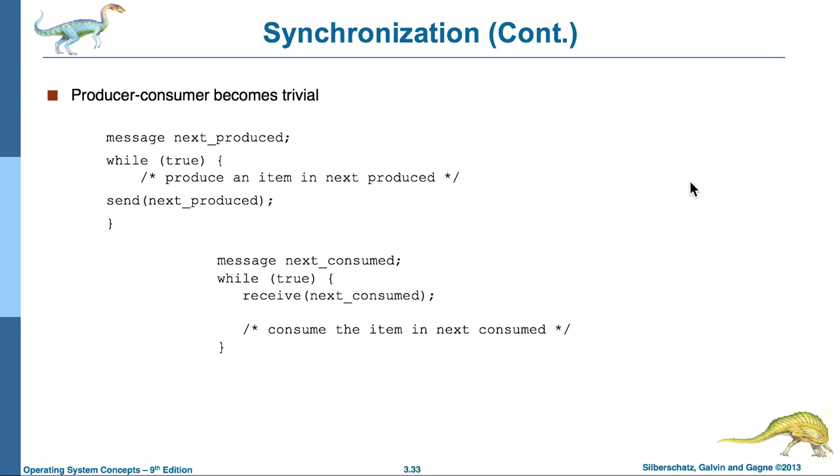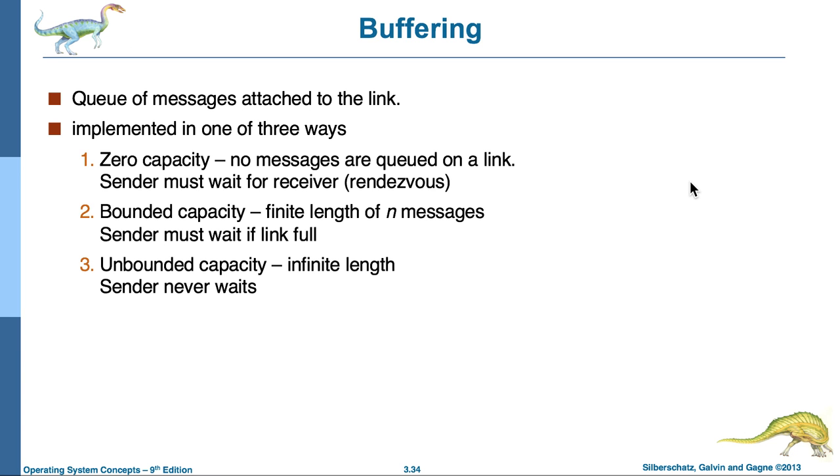Okay, so let's look at some sample code. It is super easy. The producer-consumer sample code becomes trivial when we have blocking operations, where effectively you go ahead and send next produced for the producer, and then on the receiver you receive next consumed, and that's it. There's really not much else to be done. This is a blocking scenario.